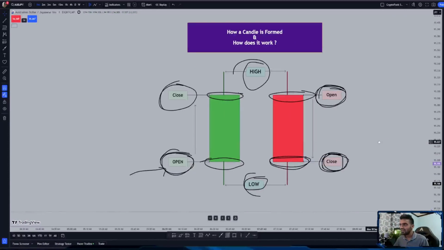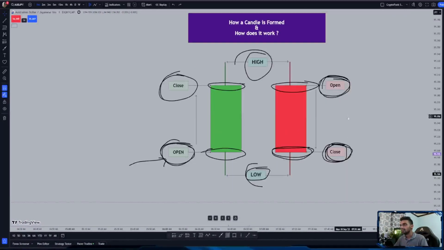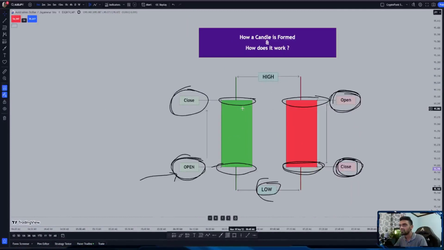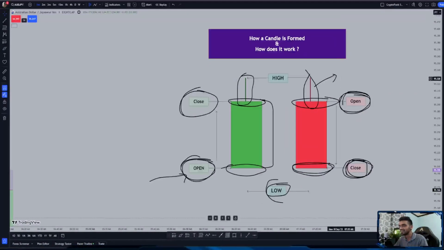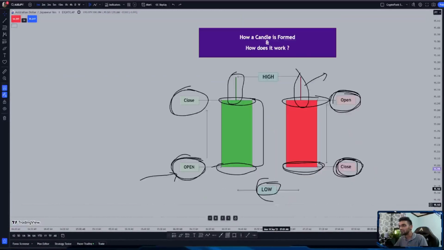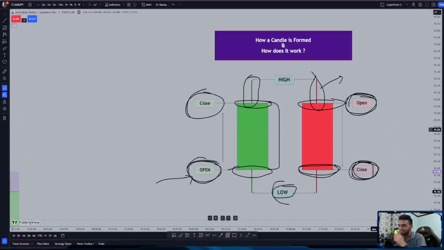So I hope you have a clear idea about how a candle works. There are 4 main parts to look at: low, open, close, and high. The candle has 2 parts: the body, the thick part, and the wick, the thin part. This is why it looks like a candle, right? Because if you put a fire on top, this is exactly how a candle looks. Just ignore the bottom part. Similarly, there is an upside down candle with the bottom part. So that's why it's called a candle.